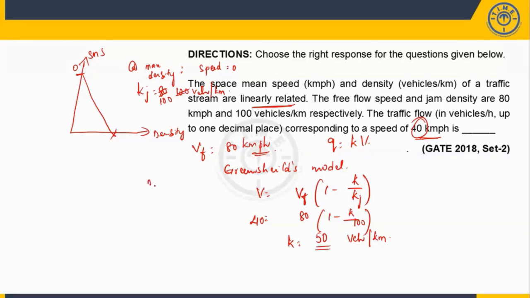From this, Q is equal to KV. K is 50 vehicles per kilometer. V is 40, because the corresponding speed is 40 kilometers per hour. Always flow will be in vehicles per hour. How much is the answer? 2000. 2000 vehicles are traveling on that road in 1 hour, vehicles per hour. Shall we go forward?